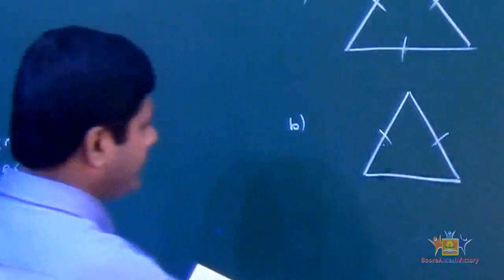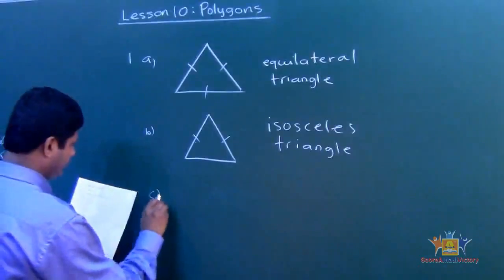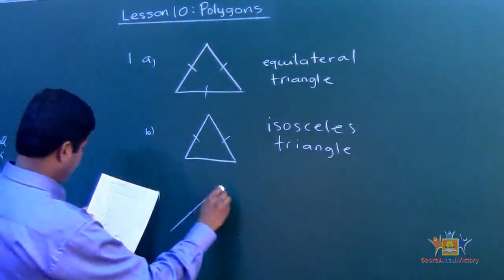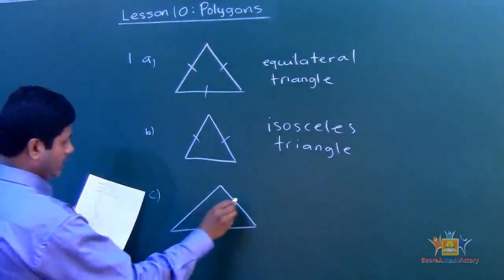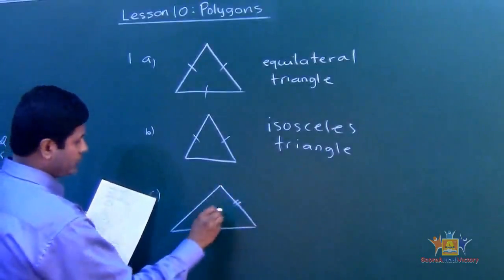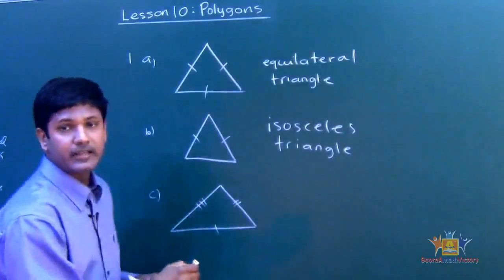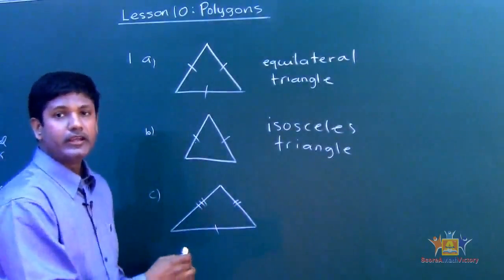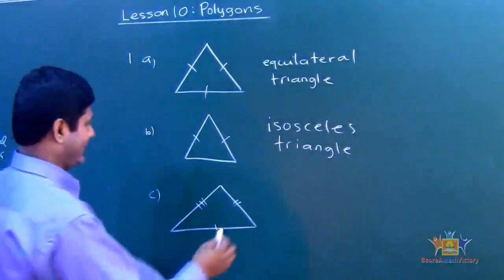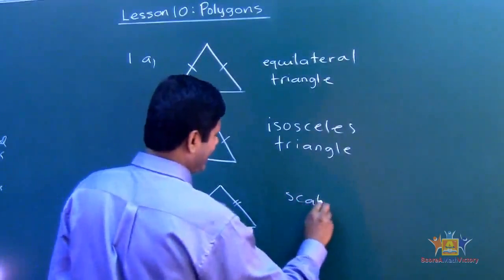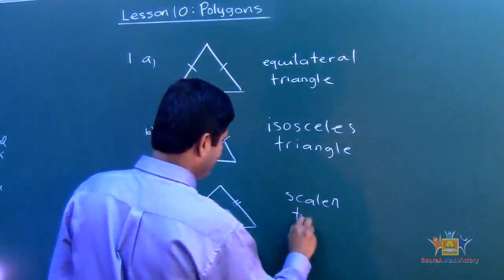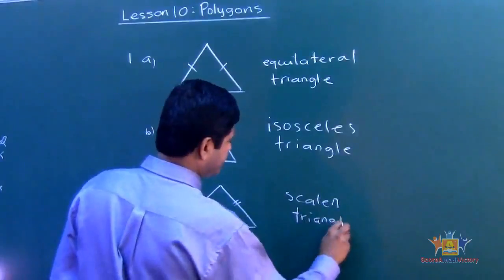Alright, now let's look at C. You're given one line, two lines, and three lines. That tells you all three sides are not equal to each other. So what would that be? Scalene. Good job. That's a scalene triangle.